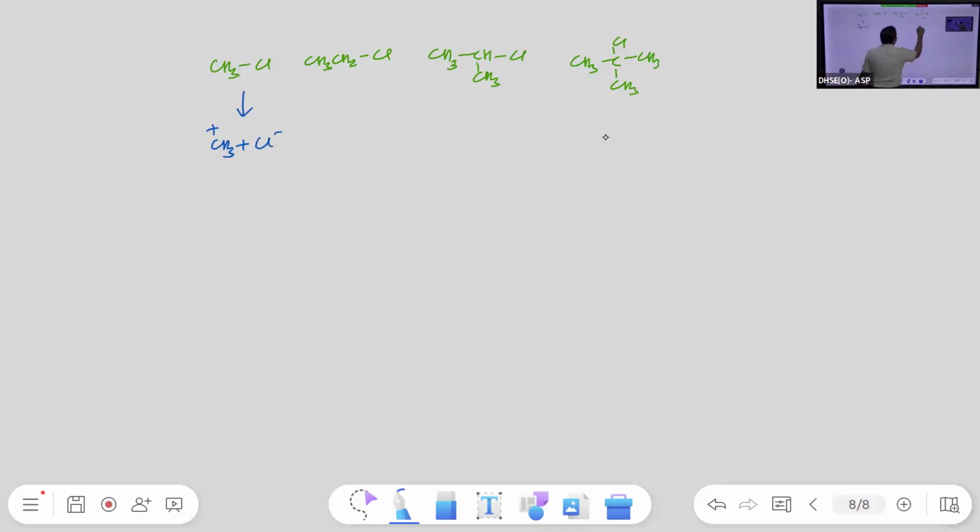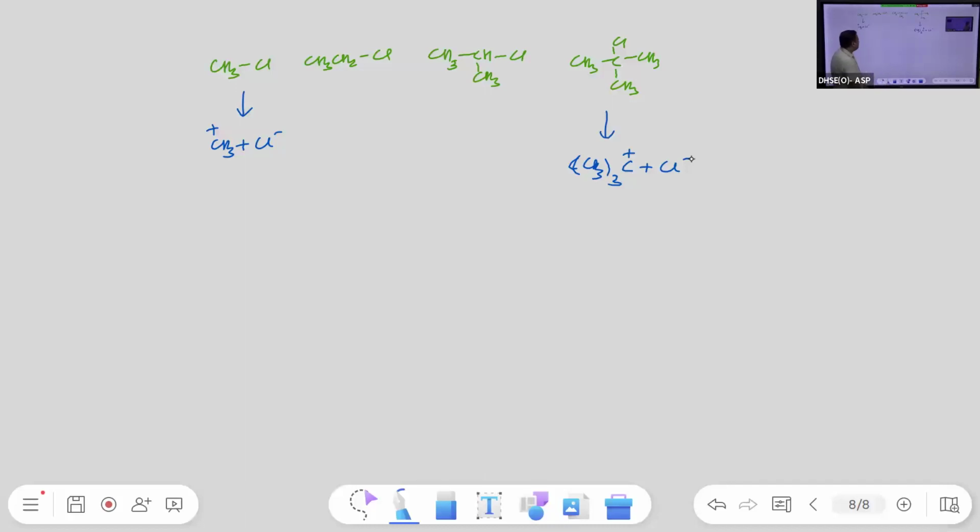In other cases also the same. It will make the tertiary carbocation and halide ion. So we know, more the stability of the carbocation, it can be easily formed. If it is easily formed, then that is more reactivity of the haloalkane. Now more the stability of carbocation, more is the reactivity of haloalkane.